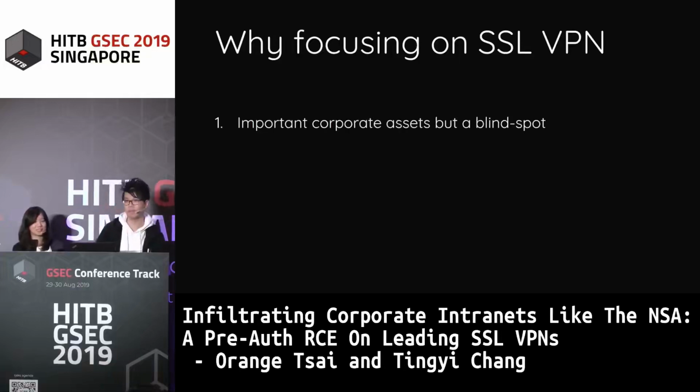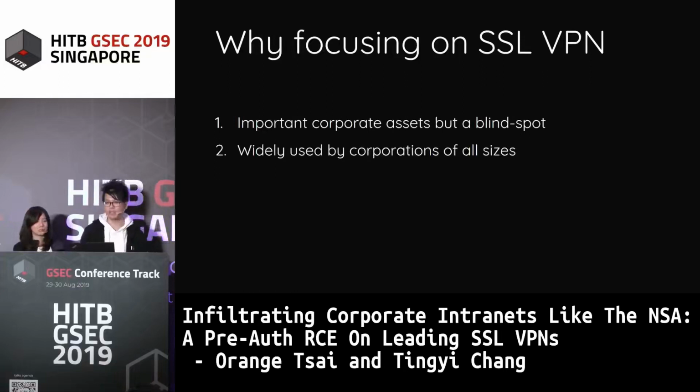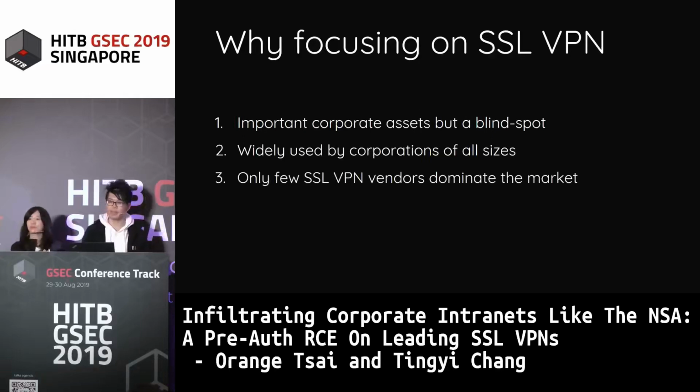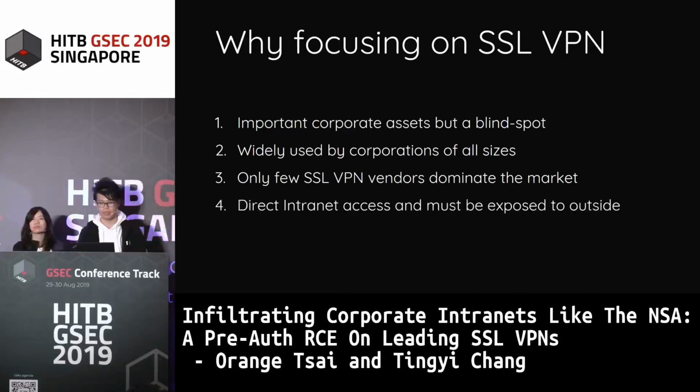They are important, but a blind spot. They are widely used by corporations of all sizes, but only a few vendors dominate the market. According to our survey on the Fortune 500, the top 3 SSL VPN vendors hold about 75% market share. So, if you find a high-impact vulnerability on one of the leading SSL VPNs, you can hack the planet. Most importantly, SSL VPN must be exposed to the outside, so it must have direct intranet access.